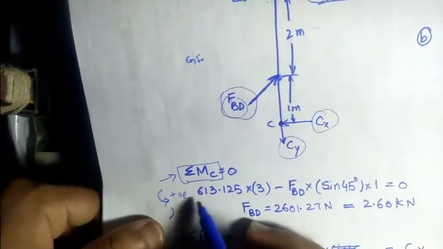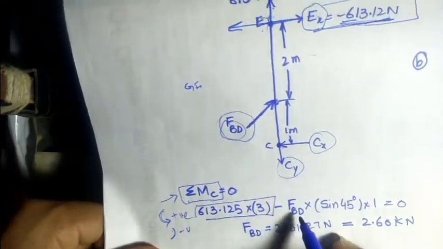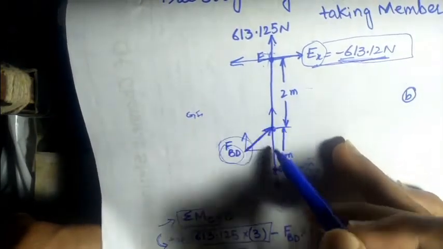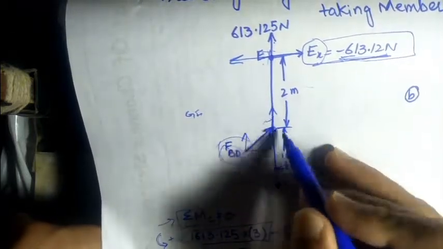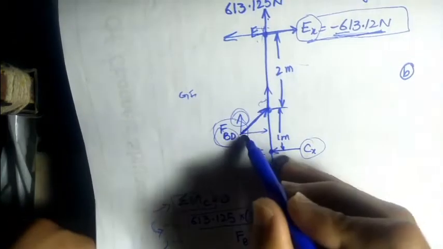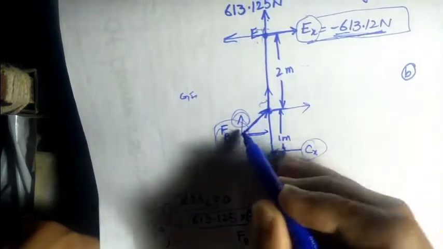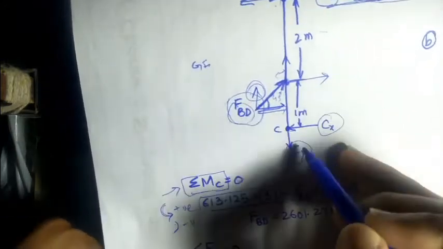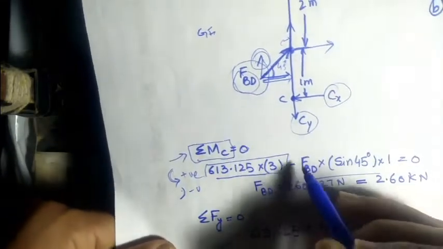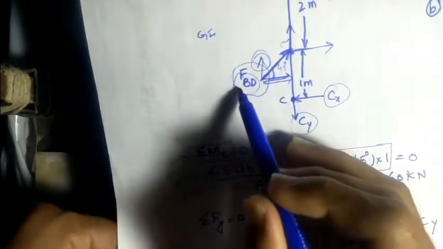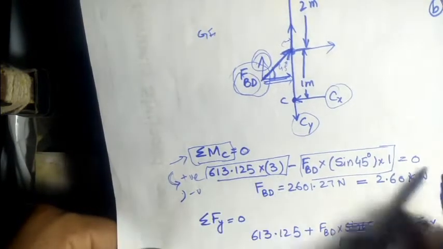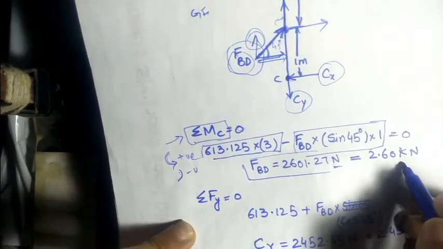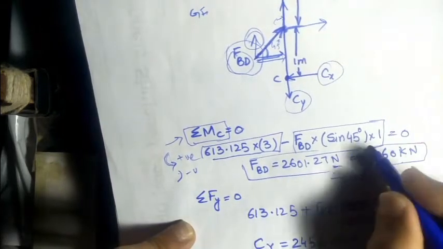So it creates an anti-clockwise moment into the perpendicular distance, which is taken as positive, and this has a horizontal and vertical component. The vertical component acts in this way and does not have any perpendicular distance up to point C, so this will not create any moment and is taken as 0. The horizontal component acts in this direction, and here the angle will be 45 degrees. By converting into the horizontal component and taking the perpendicular distance as 1, we can easily calculate the moment about point C from this horizontal force. By solving this equation we can easily calculate the force in the BD member. This is in Newtons. By dividing by 1000 we can easily convert it into kilonewtons.